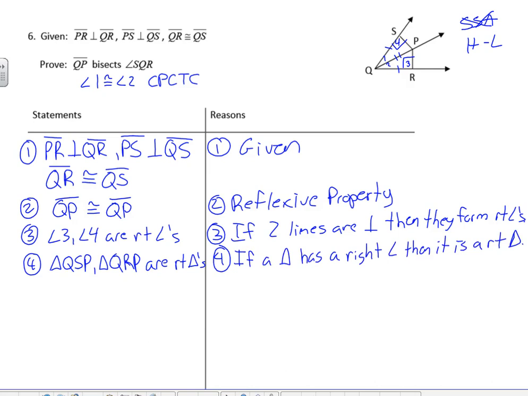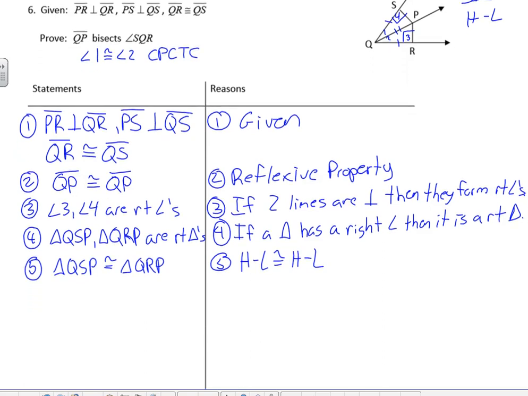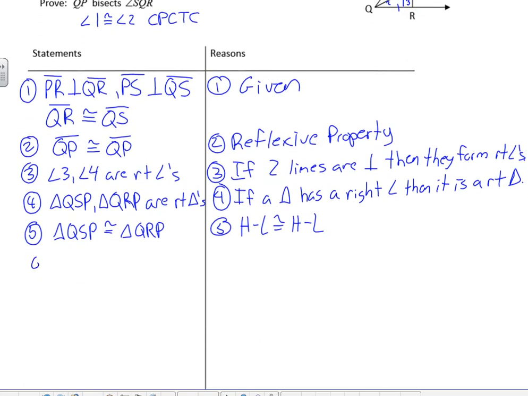All right, so we've got our sides, we've said there. Now we can say they're congruent. So we can say triangle QSP is congruent to triangle QRP. And the reason here is hypotenuse leg, congruent to hypotenuse leg. Once the triangles are congruent, now we know their parts are congruent. So I can say angle 1 is congruent to angle 2. Corresponding parts of congruent triangles are congruent.